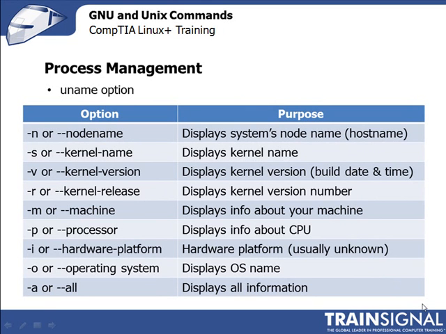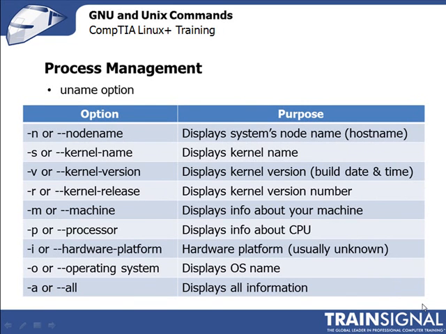The first, -n or --nodename, displays the system's node name, which is also the host name. -s or --kernel-name displays the Linux kernel name. -v or --kernel-version displays the Linux kernel version, and that includes the build date and time. And -r or --kernel-release displays the kernel version number.